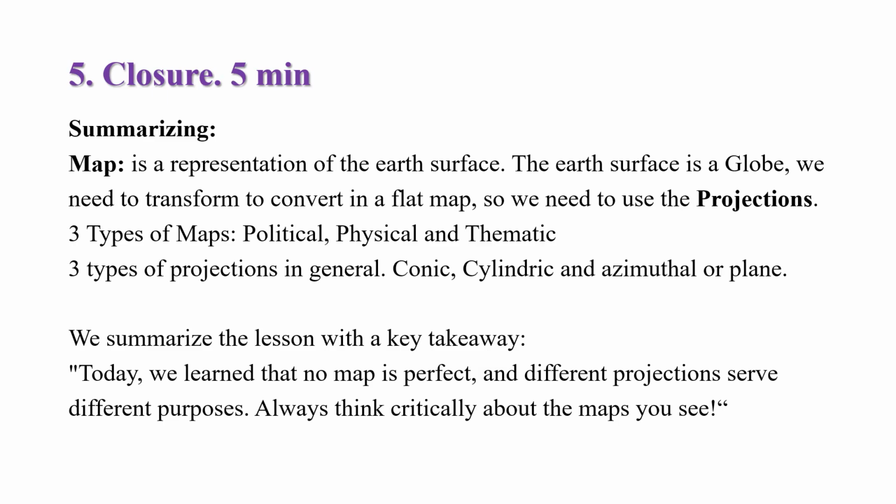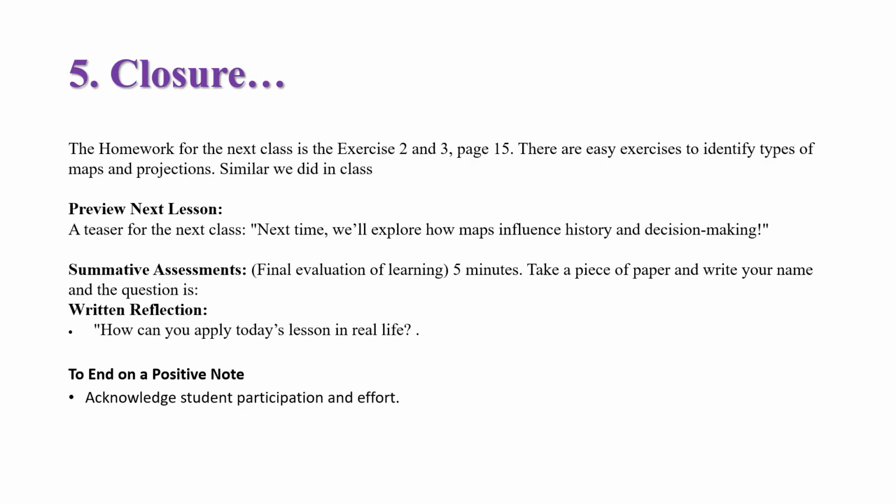There are three types of maps: political, physical, and thematic, and there are three types of projections in general: conic, cylindrical, and azimuthal. We summarize the lesson with a key takeaway. For example, today we learned that no map is perfect and different projections serve different purposes. Always think critically about the maps you see. It's a message for the students.